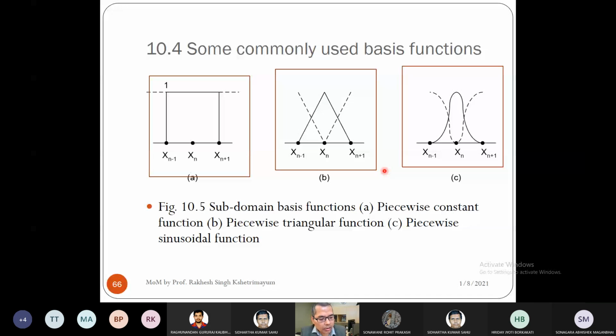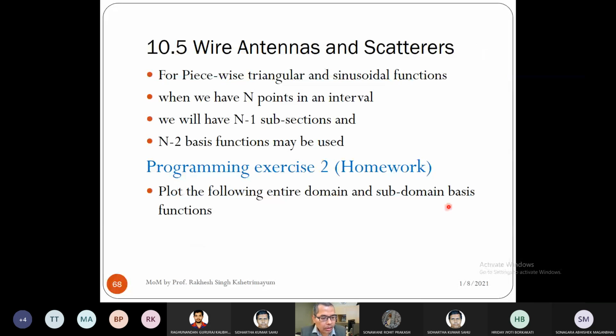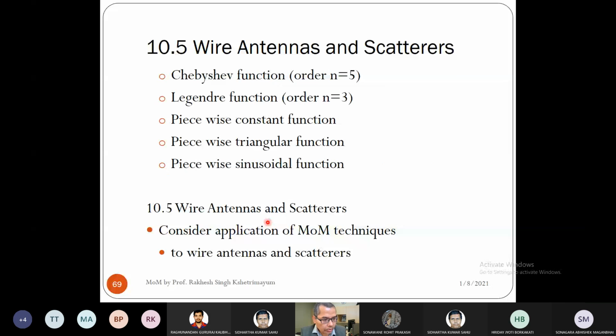So your second home exercise is you plot these entire-domain and subdomain basis functions so that you remember clearly. It should be there in your mind. What are the possible entire-domain basis functions, subdomain basis functions? Just to make you remember these basis functions, I have given an assignment to plot them. Let's say you plot the Chebyshev polynomial of order n equal to 5. Use the recursive relation. You find out what is the Chebyshev polynomial of order 5, and use the recursive relation for the Legendre case, and you find out the Legendre function of order 3. You plot those functions.